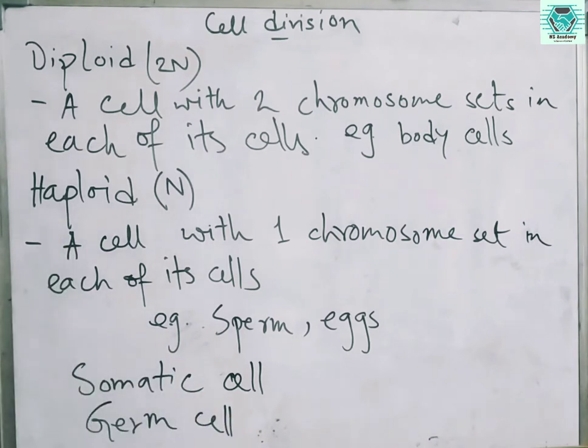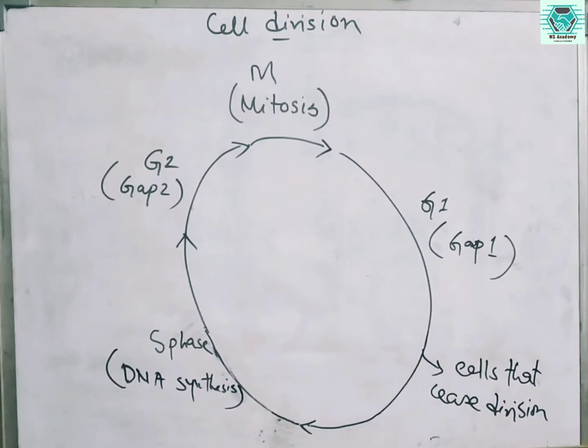So before going to the types of cell division, we basically focus on the mitosis process. We should know about these preliminary things: somatic cells, germ cells, haploid cells, diploid cells, etc. Next we move to the cell cycle. Now very simply, we see the cell cycle.